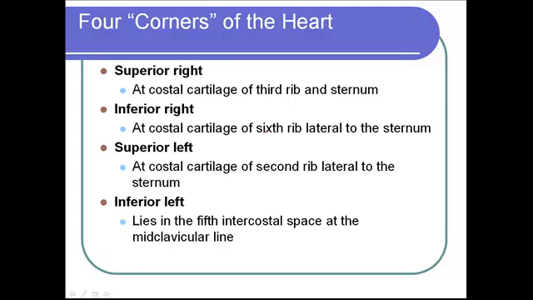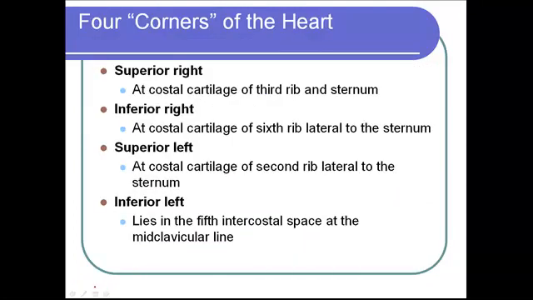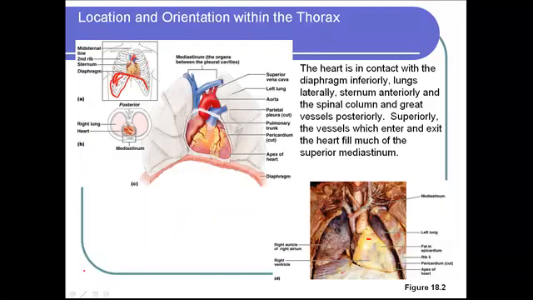The superior right, that is the patient's right, is at the costal cartilage of the third rib and sternum. So if we go back, superior right, right here, third rib, 1, 2, 3, third rib, and the sternum. See?